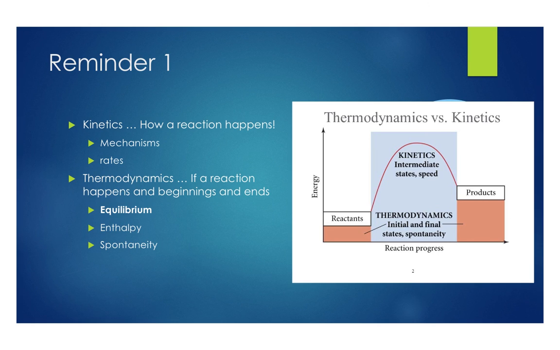All right, so first reminder here is that as we talk about how reactions happen, there's always two big camps that we put things into. One is kinetics, which we learned last unit, so talk about mechanisms and rates. And the other one is thermodynamics, okay, which is if a reaction happens, as well as what is the state of energy at the beginning, at the end.